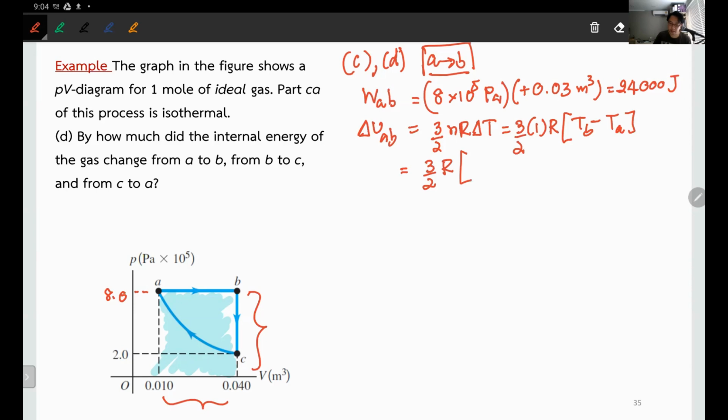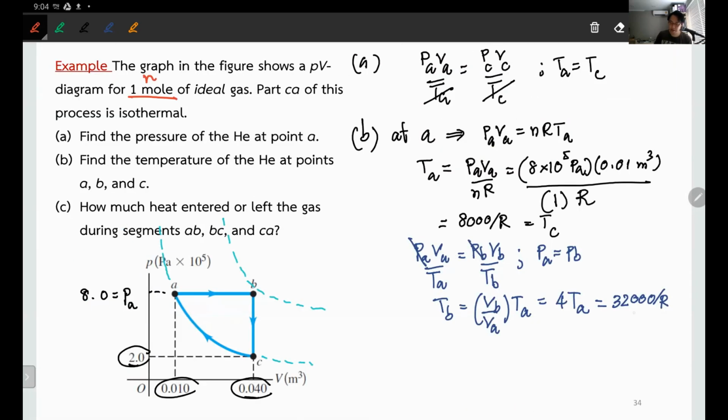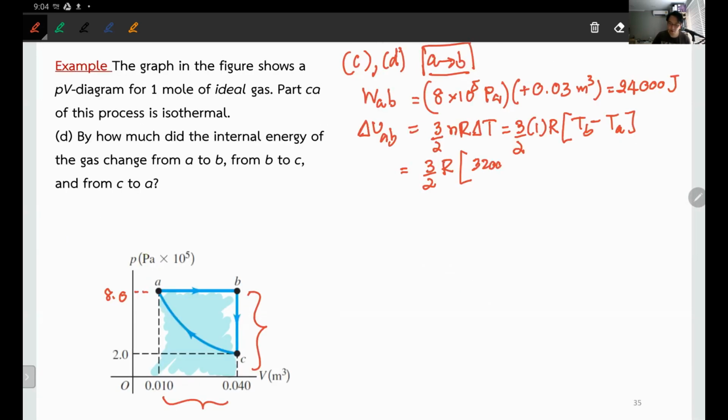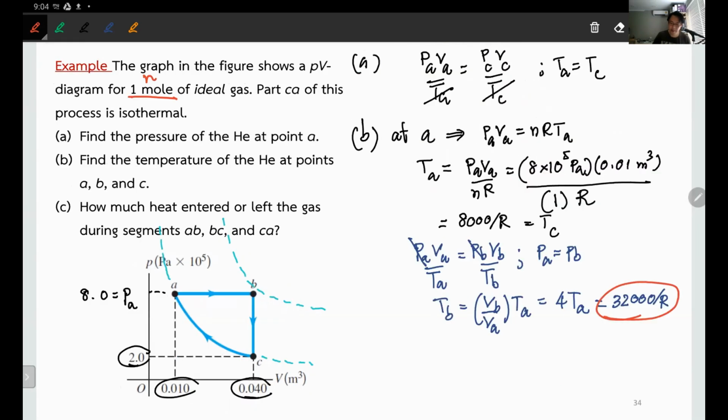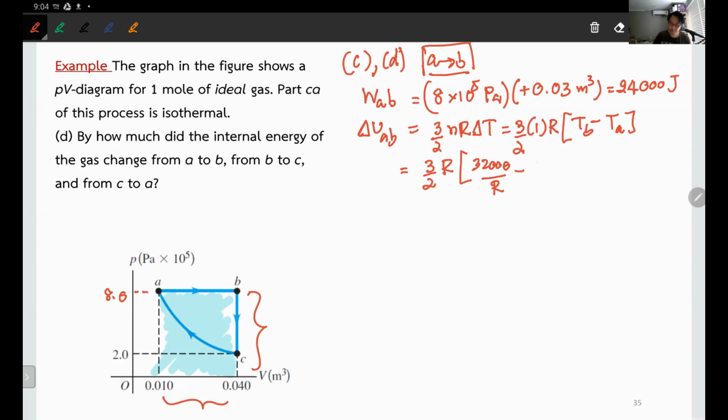So let's substitute it in. T at B, go back here. Temperature at B is this much, 32,000 over R. Subtract out the temperature at A, up top, 8,000 over R. That is a nice thing: we didn't really do the numerical calculation of R. The R will actually cancel out. And that's good. So it gives you, if I do it right, 36,000 joule. Here we go.